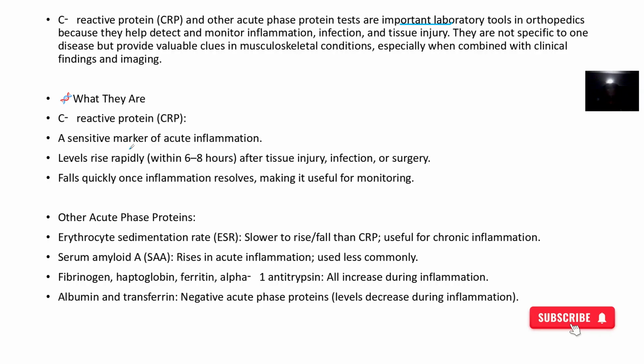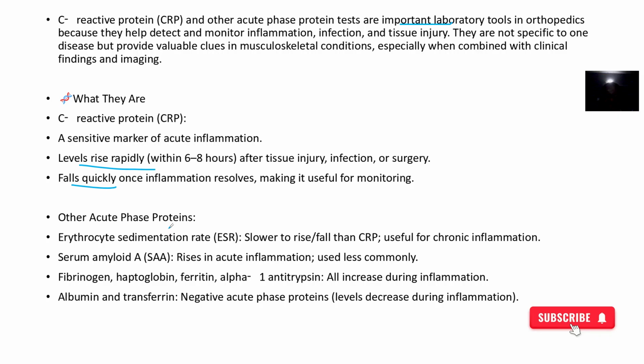It's a sensitive marker of acute inflammation, and the levels rapidly rise within 6 to 8 hours. So just after injury, the levels rise quickly, and the levels also fall quickly after the inflammation goes away. So I can also use C-reactive protein to study how a particular patient is healing from a particular condition. Do you understand?